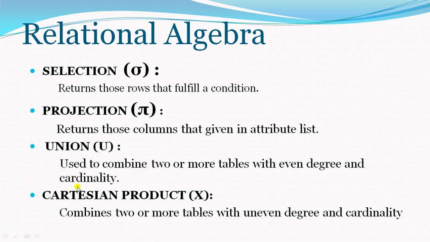Otherwise, what is the alternative? The alternative is Cartesian product. Cartesian product will not bother about that. It will simply go with uneven degree and cardinality. So if a table has 2 columns and 3 rows and another table has 4 columns and 3 rows, it doesn't matter, it will join them.